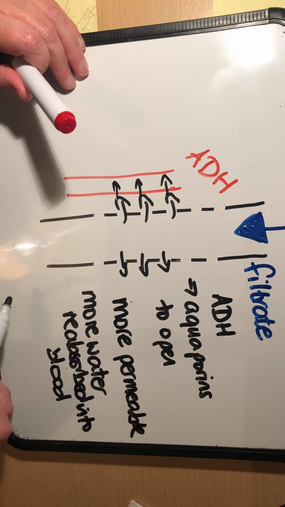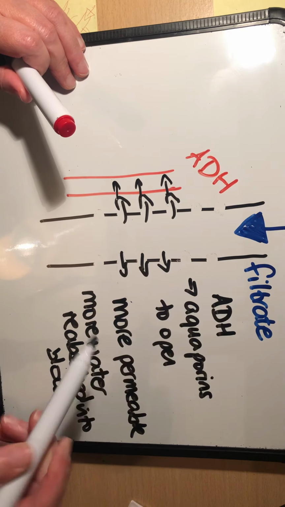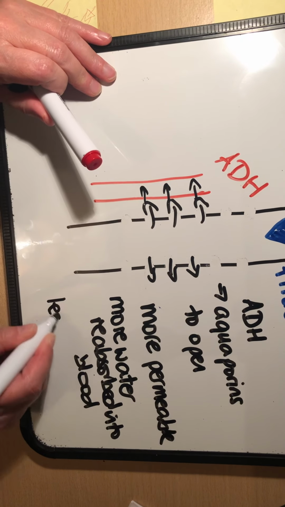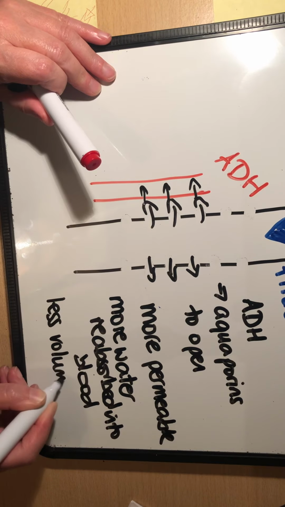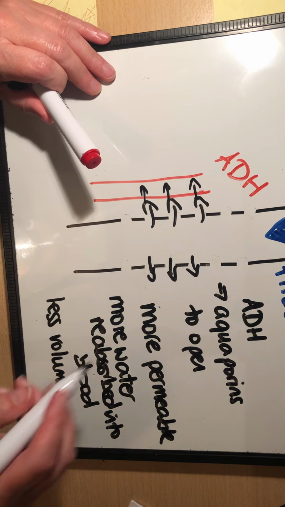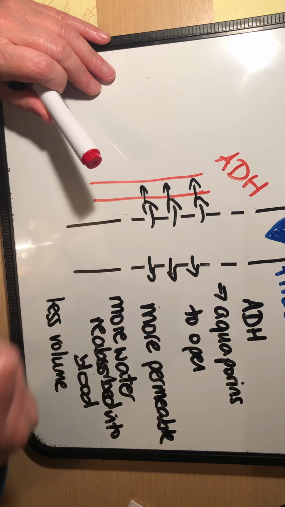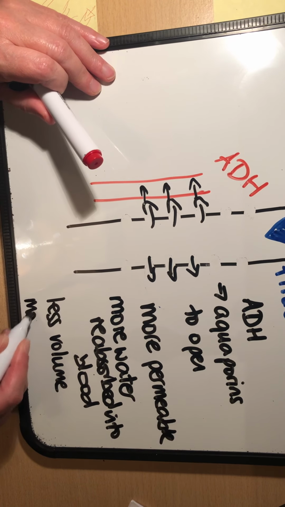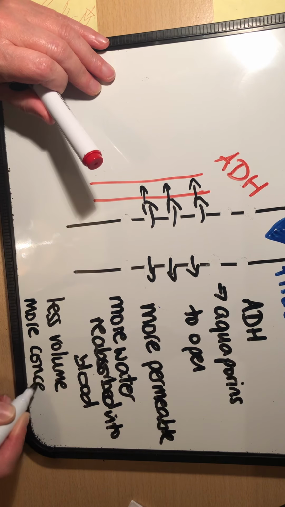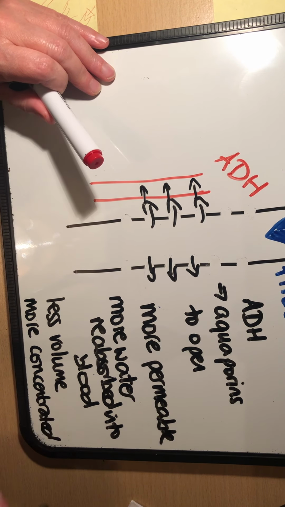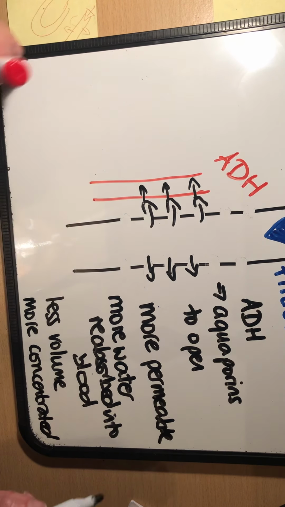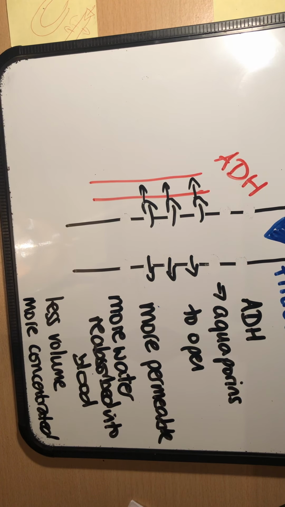What does that mean about your filtrate? Well, if more water has left it, there's going to be less volume of filtrate. And if there's less water in it, but still the same amount of urea and other salts, it's going to become more concentrated. Now, that's what ADH does. We've just said alcohol and coffee inhibit ADH production. So how would drinking alcohol or coffee affect urine production?